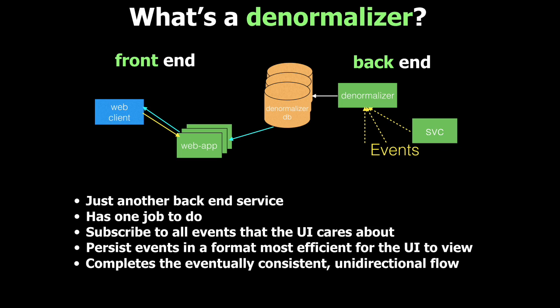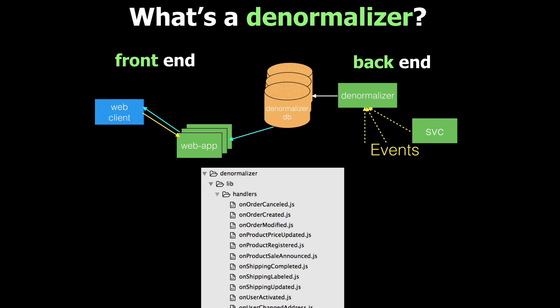And so the denormalizer is sort of the key that completes our unidirectional, eventually consistent system. We read from our read-only database to begin with, and instead of updating that database, we told a service that's responsible for some part of our business to do something. It did its thing. It told other services about it. The denormalizer listened to it, and now we've got our information back to the user interface so that the user can see that it was completed. And a denormalizer ends up looking kind of like this.